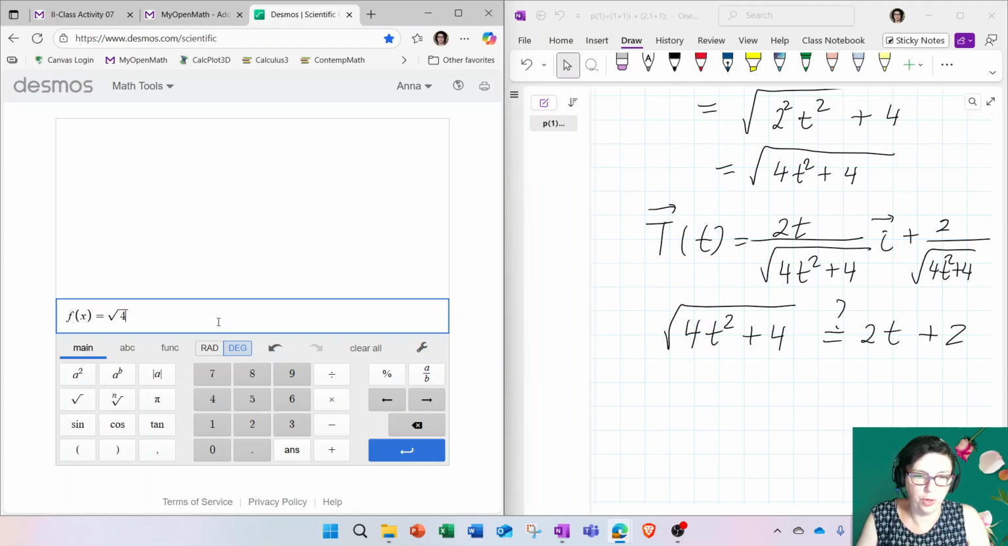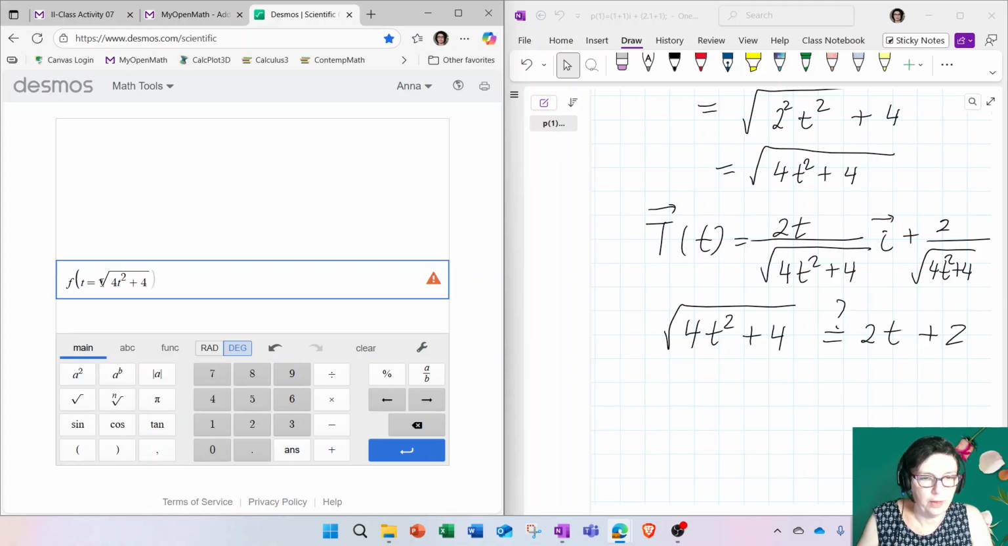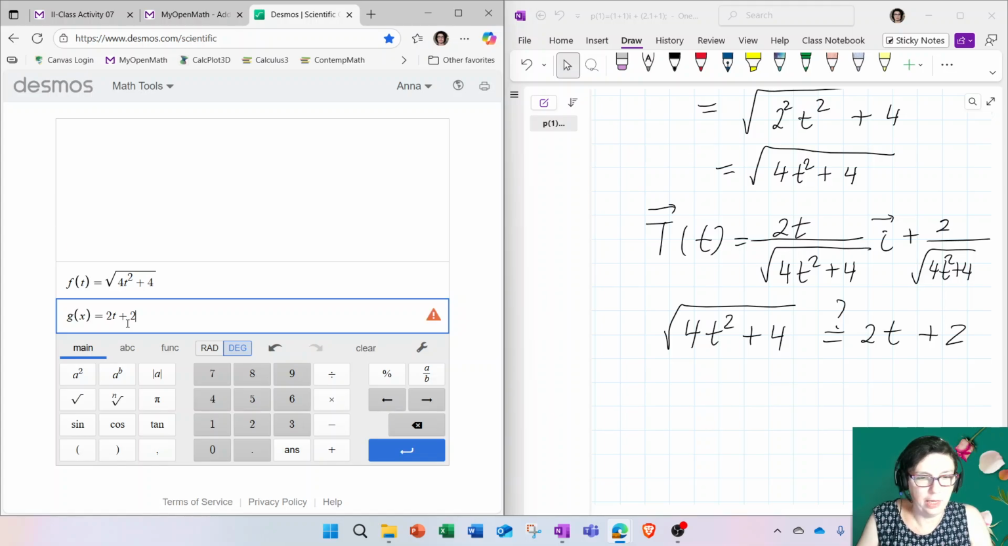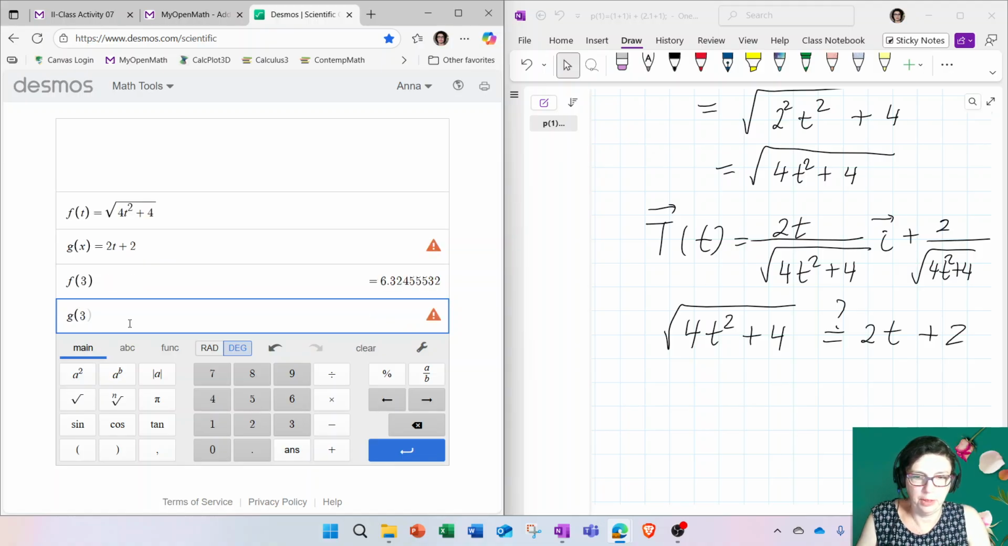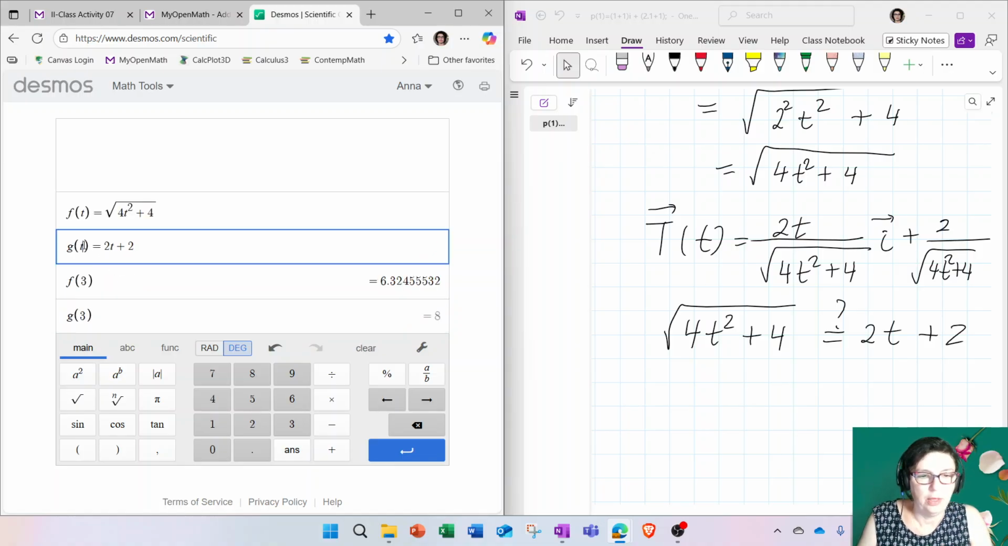Let's put both of them in. Let's define f of t, and also define g of t, the other side, and let's compare. Again, don't plug in 0 or 1, because sometimes that will actually work. How about plugging in a 3 or whatever? Doesn't really matter. Is it the same? Nope, it's not. So are they equal? Absolutely not.